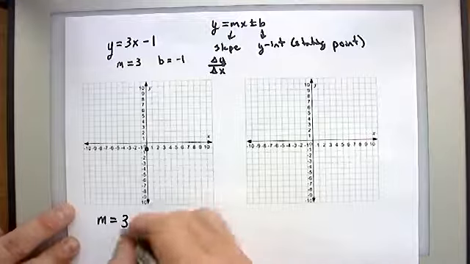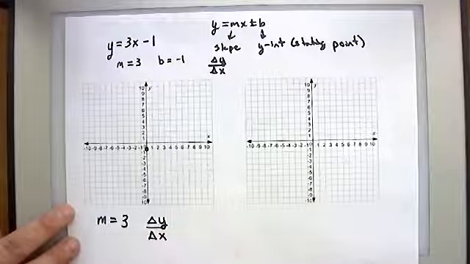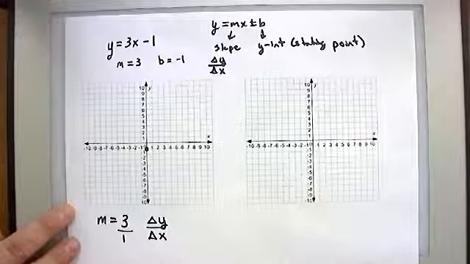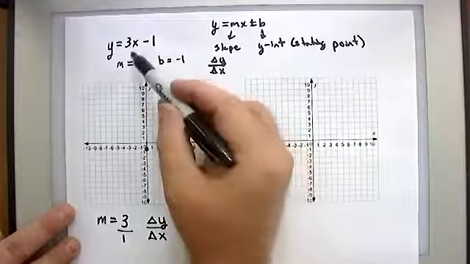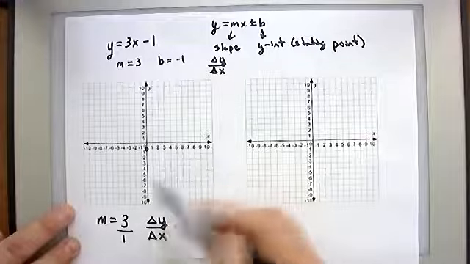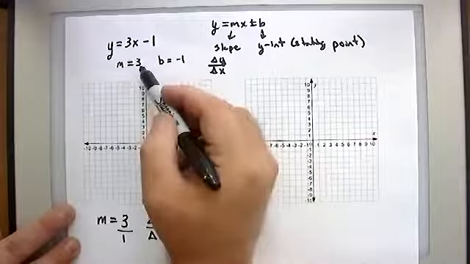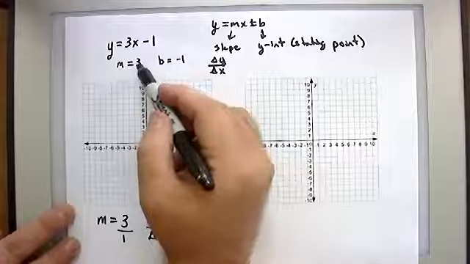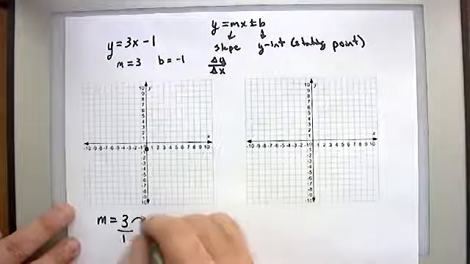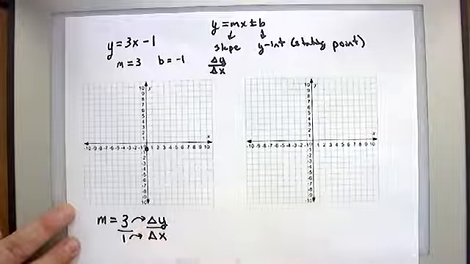So how can we turn 3 into a fraction? Any number can be turned into a fraction by putting 1 underneath, right? So if you don't have a fraction as your slope, just put it over 1 in terms of how to interpret it. Again, don't tell me the slope is 3 over 1. That's not true. The slope is 3. But when you want to work with it, you need to think about it as a fraction. So 3 is the change in y, 1 is the change in x.